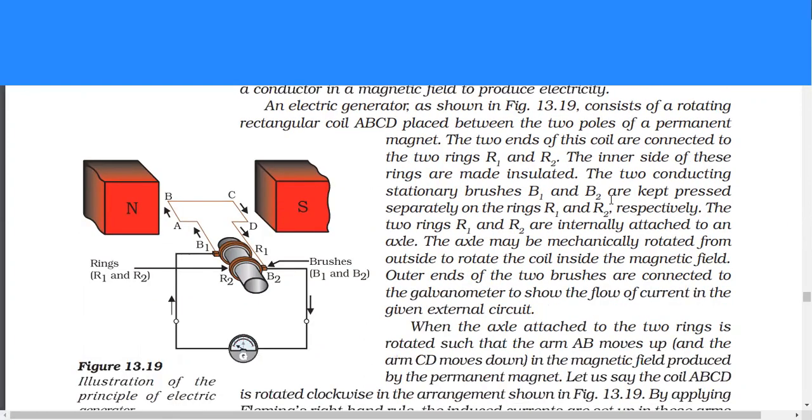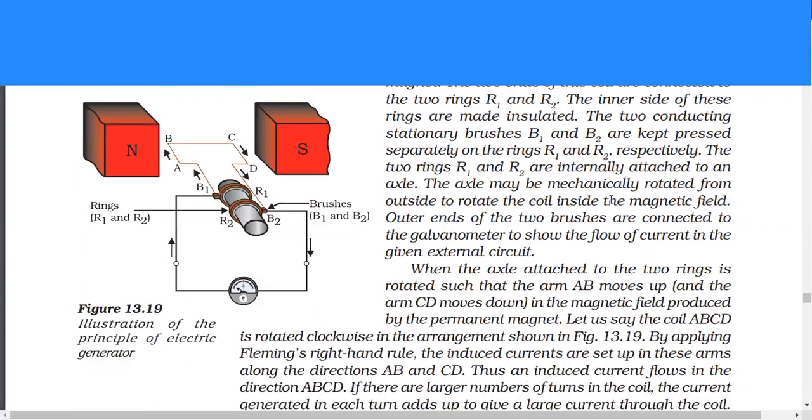An electric generator, as shown in figure 13.19, consists of a rotating rectangular coil ABCD placed between the two poles of a permanent magnet. The two ends of this coil are connected to the two rings R1 and R2. The inner side of these rings are made insulated. The two conducting stationary brushes B1 and B2 are kept pressed separately on the rings R1 and R2 respectively. The two rings R1 and R2 are internally attached to an axle. The axle may be mechanically rotated from outside to rotate the coil inside the magnetic field.